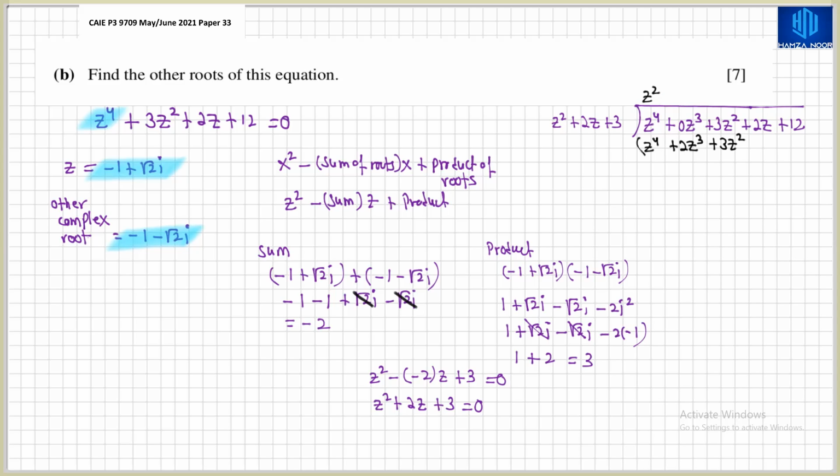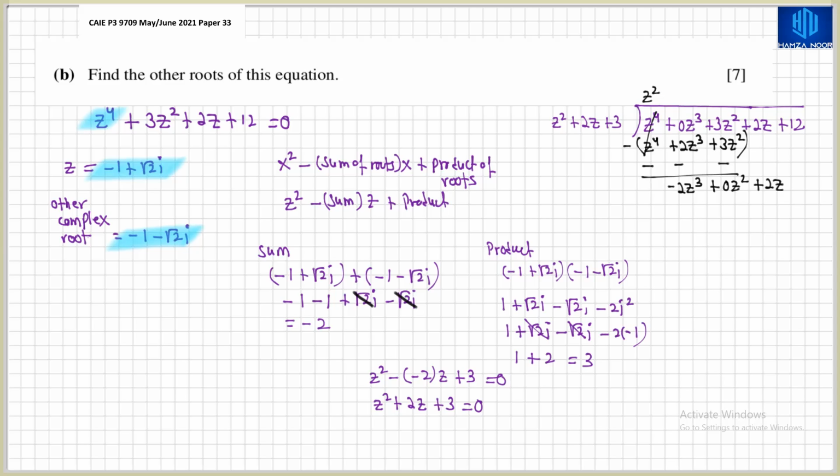But if we multiply this expression, z raised to the power 4 plus 2z cube plus 3z square, with a minus sign, this becomes minus, minus, minus. So z raised to the power 4 and minus z raised to the power 4 cancel out. And therefore you have minus 2z cube plus 0z square plus 2z.